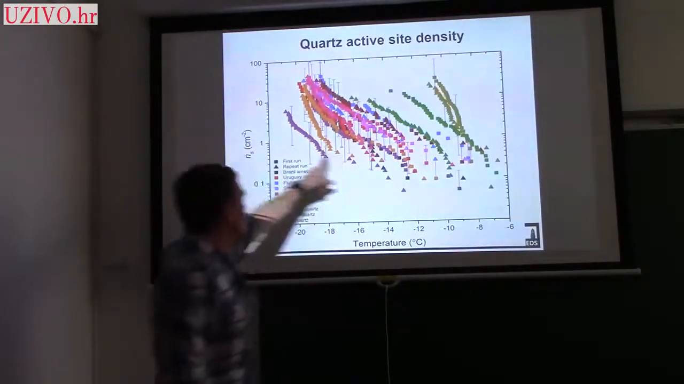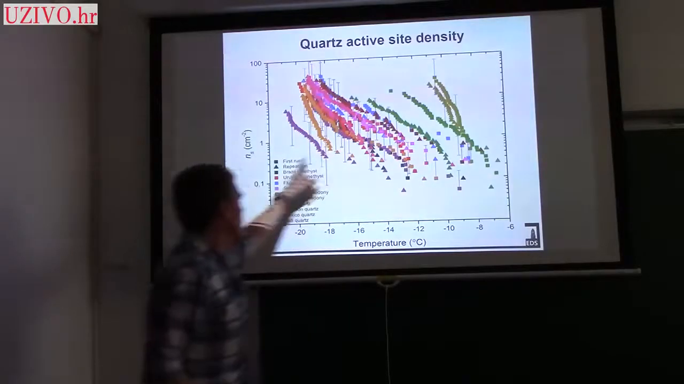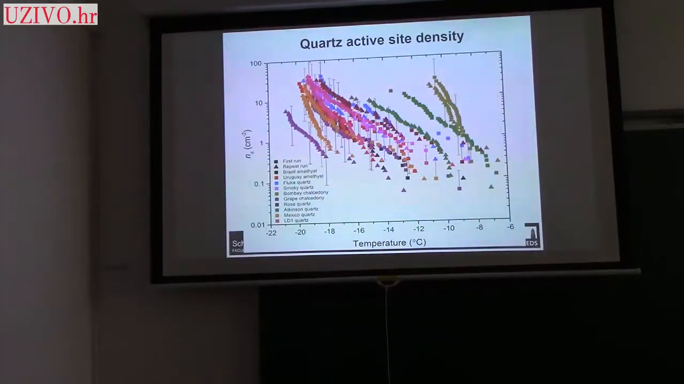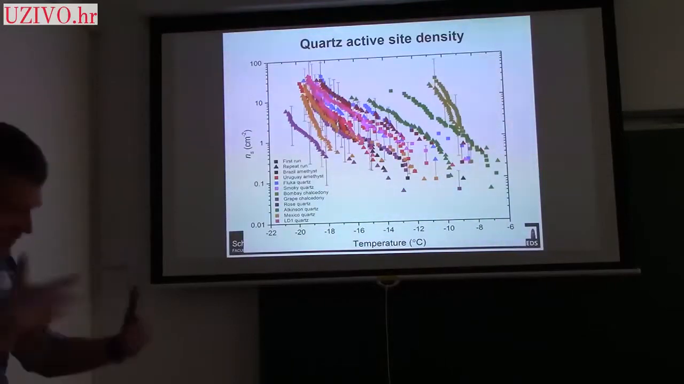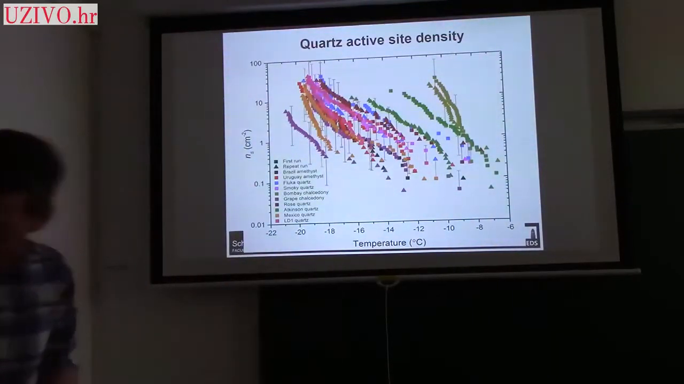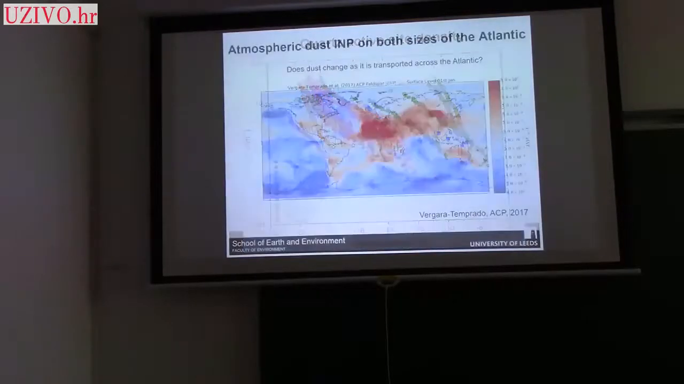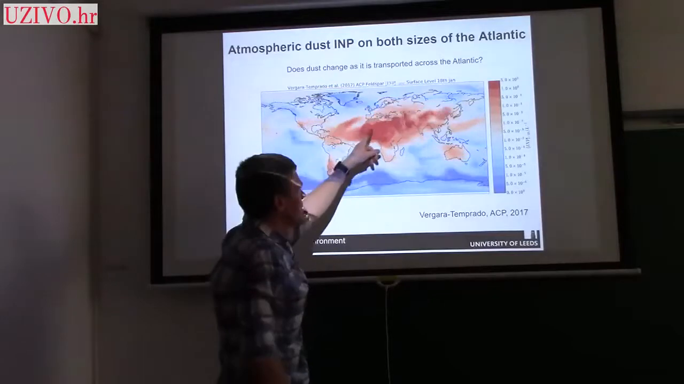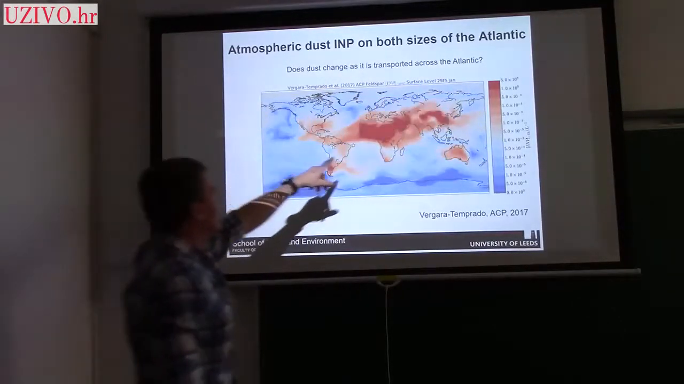And this is the ice nucleating ability of them. So there's a huge range, even for one small group of minerals, quartzes. So every time you look at something, there's more to look at and more to look at. And this is what we're sort of doing at the moment. And then looking at models. So this is a model looking at feldspar being transported.